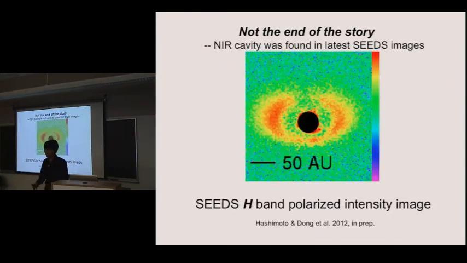However, that's not the end of the story. Very recently, the CITA observation actually picked up a few objects. Well, actually only a couple, in which the cavity is indeed revealed in the near-infrared image. This is showing you one example here. This object is inclined to us, but still you see a very clear rim and a depleted inner region where there is not much scattered light.